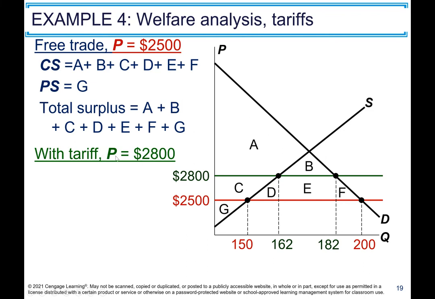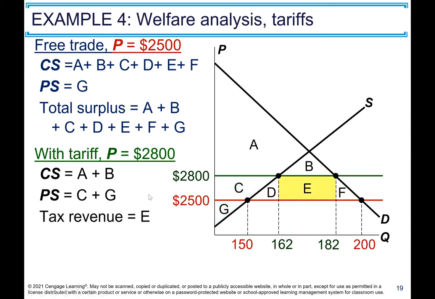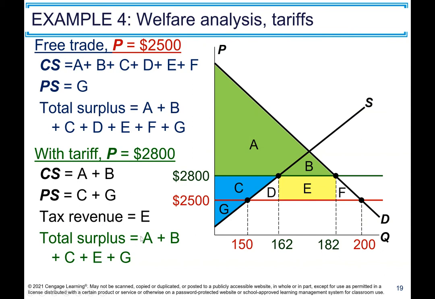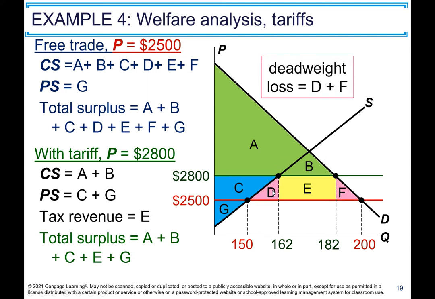With the tariff, P is 2,800. Consumer surplus is A plus B. Producer surplus has increased to C plus G. Tax revenue is area E. Total surplus is A plus B plus C plus E plus G. There's a deadweight loss of D plus F.